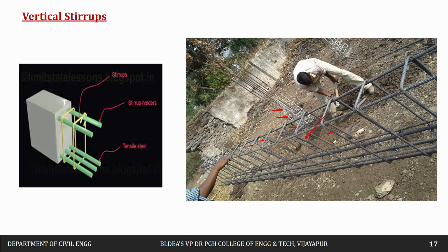This is the figure, these are the reinforcement, and the yellow lines you are seeing are nothing but the stirrups. In this beam sketch, the top bars we call hanger bars. At the bottom we have tensile reinforcement. The vertical bars running here, we call stirrups.